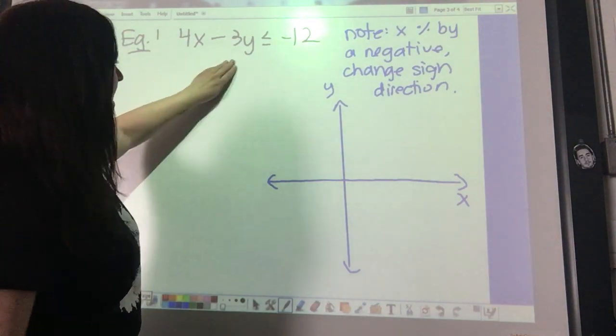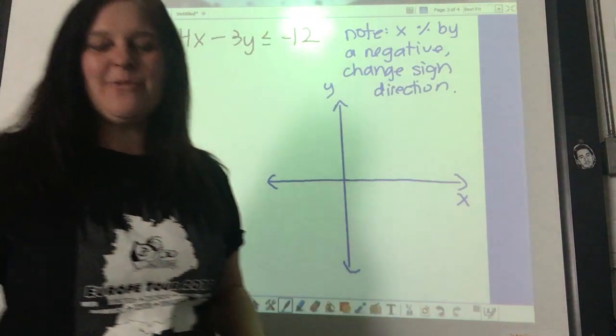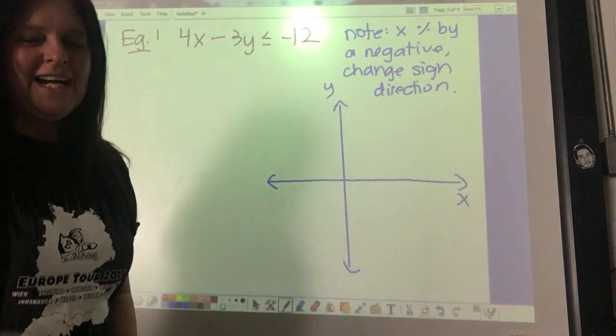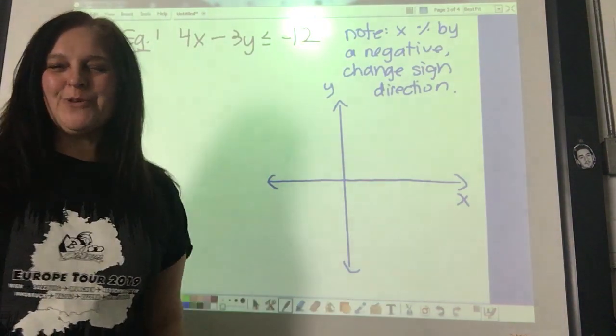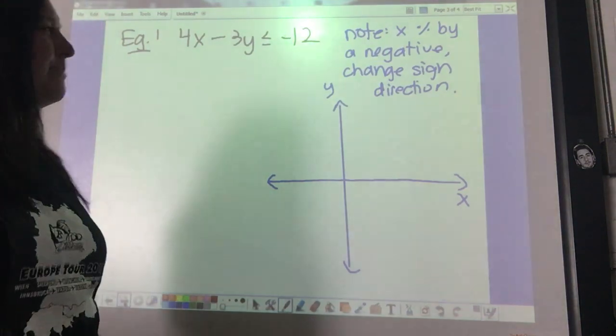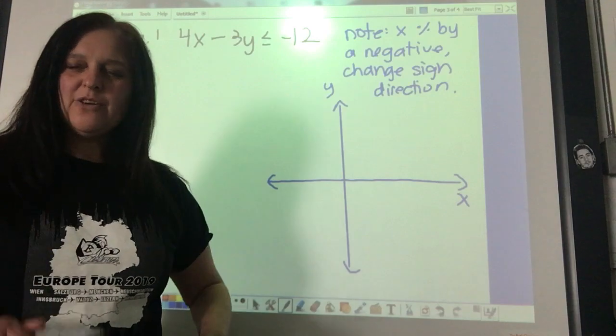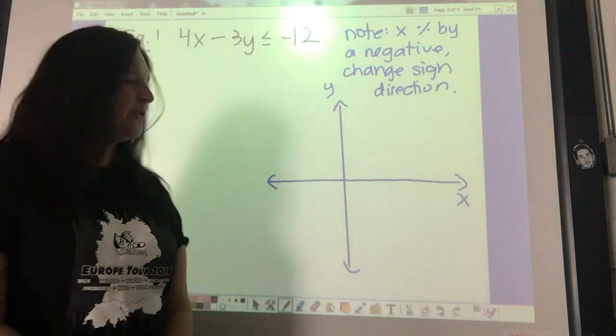So 4x minus 3y less than or equal to negative 12. I know you're at home and I can't see whether or not you're using technology. If you type this into Desmos, you'll get the answer right away, and that will be easy, but that doesn't really show that you understand the steps involved. So I do encourage you to try these by hand at first, and then you can go to Desmos and compare your answers.